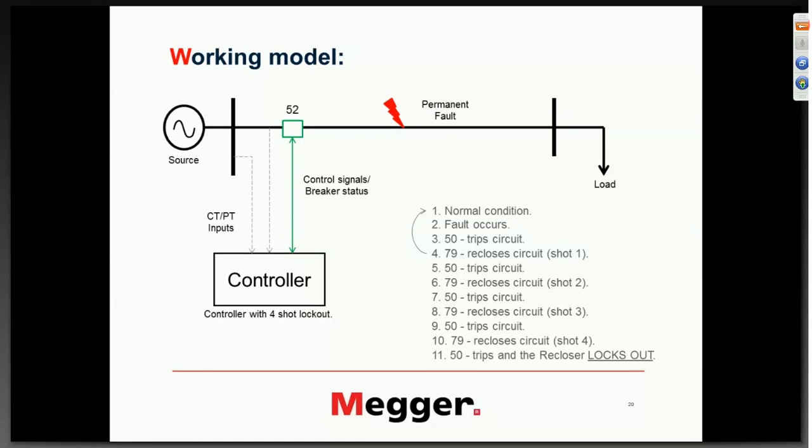At this point, after the lockout, what they have to do is send a person to the control room to the circuit breaker, and manually close it. After clearing the fault, they have to manually close the circuit breaker.